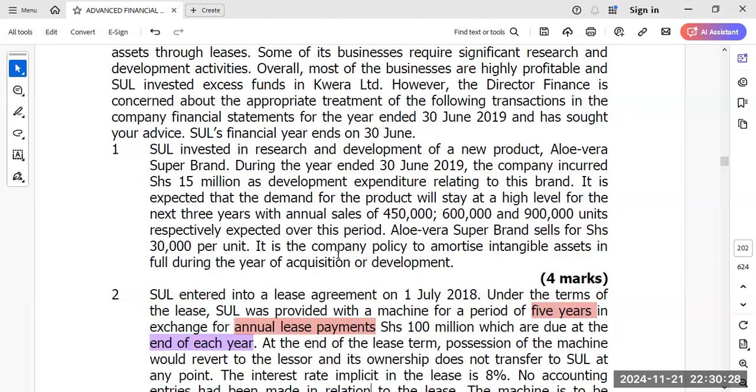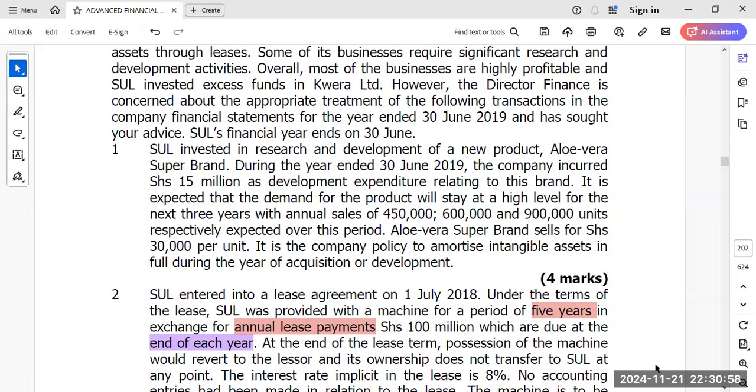The first part that we started on, how you understand the lease, and then you do the initial and then the subsequent. You talk about the initial recognition and then you talk about the subsequent recognition. Okay, that is true.